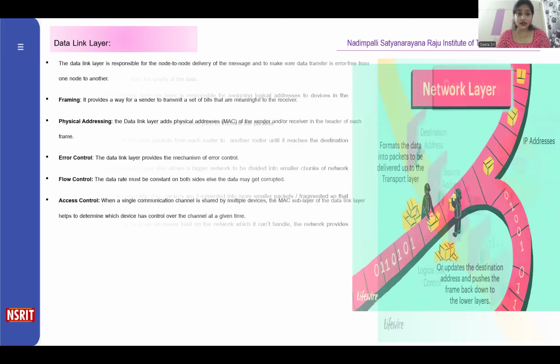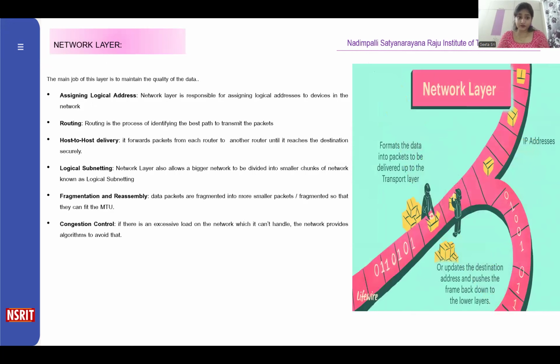Next, we'll see network layer. Network layer is mainly responsible for host-to-host delivery. I forgot to mention, data link layer is responsible for node-to-node delivery. In network layer, it is responsible for transferring the data from host to host, from one host in one network to a different host in another network. Host-to-host delivery means different networks. It will connect different networks in different systems.